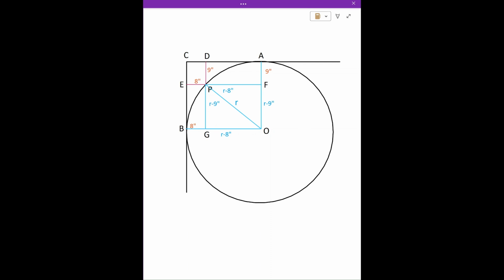Now consider the rectangle PFOG. In this rectangle, this side is R minus 9, this side is R minus 8, and the diagonal is R. So from the Pythagorean theorem, R squared is equal to (R minus 8) squared plus (R minus 9) squared.